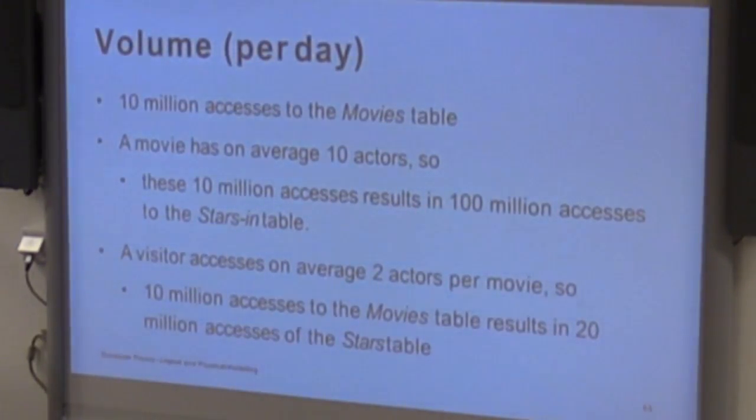So let's just have a look at the last one. If a visitor accesses, let's say, 2 actors per movie, so we have 10 million accesses to the movies table, resulting in 20 million accesses to the stars table. So there's an effect to things. If you start to search in one of them, then your query goes over to the other one.